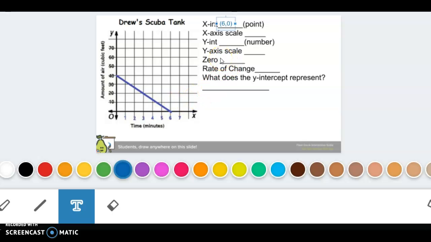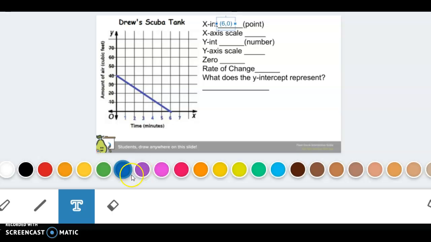The 0 is the same thing as your x-intercept. So you would just again repeat that it is the number 6. Rate of change, remember, is the same thing as slope. So you are finding your rise over run.